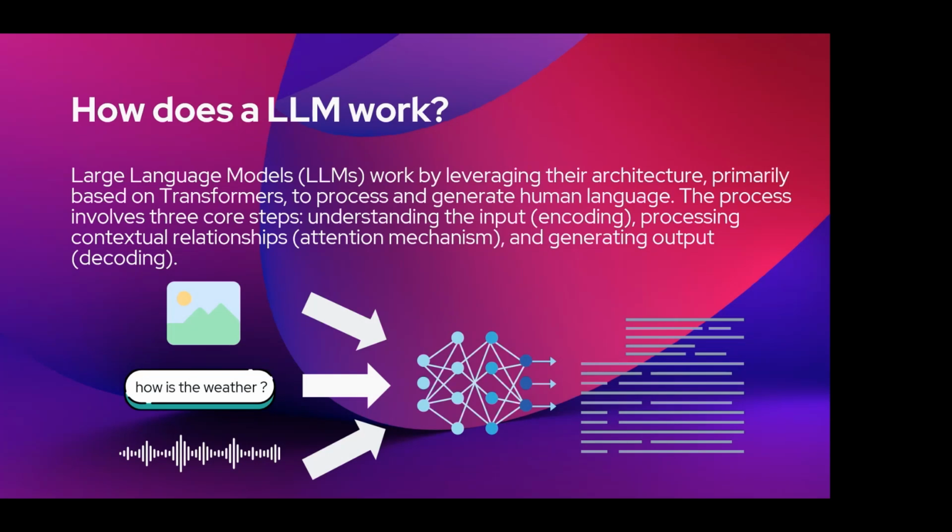So, as DT discussed, what's an LLM and how do we train one? Now we're going to see how an LLM actually works. LLMs use transformer architecture to process and generate human language. The process consists of three core steps. First, the LLM should understand the input. Second, it should process the input. And the last one is generating the output. We will discuss each and every step in detail.